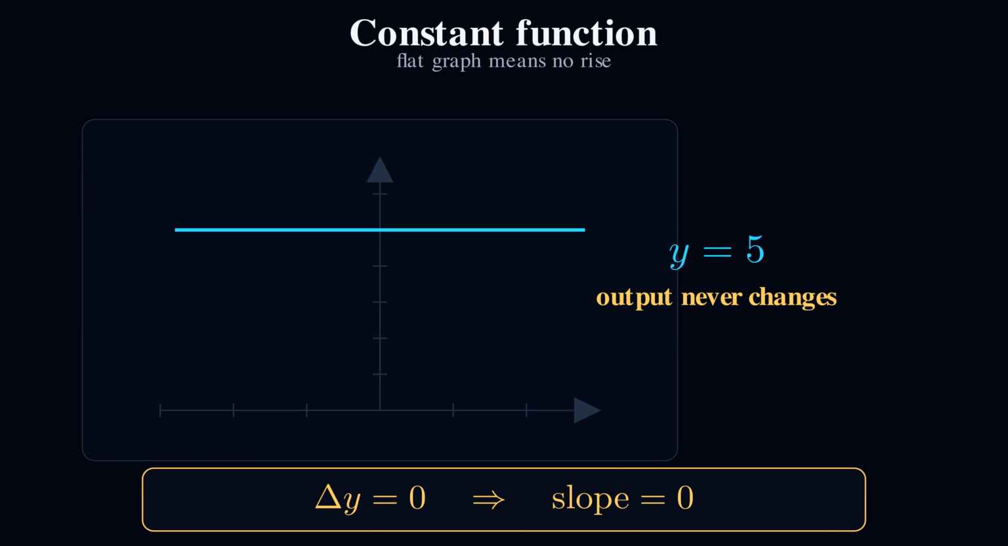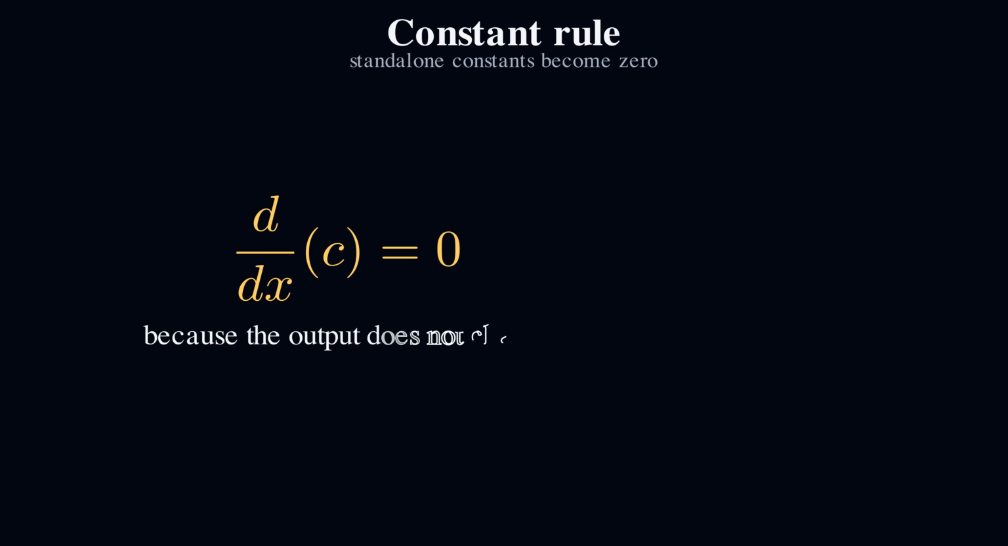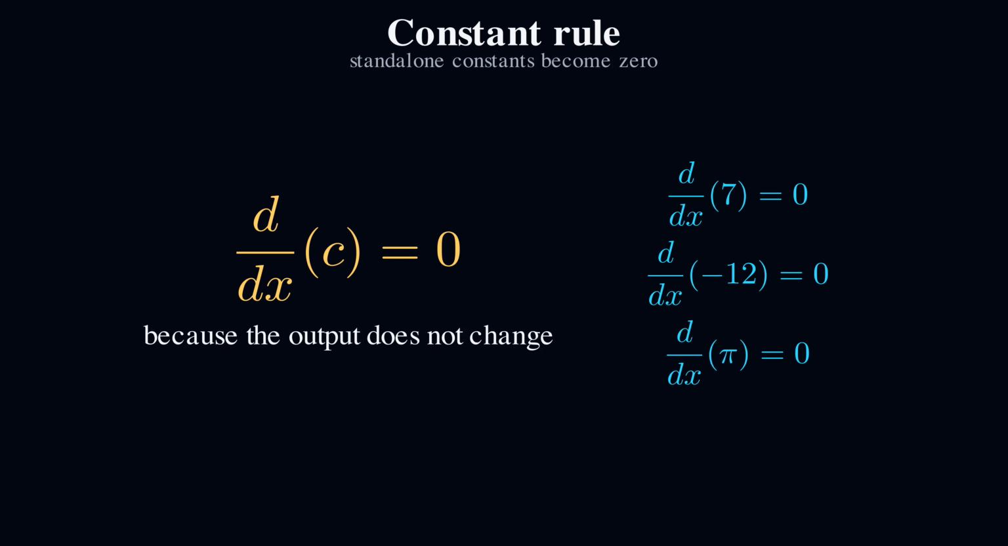Start with a constant function. If y equals 5, the graph is a horizontal line. As x changes, y does not rise or fall. Because the output does not change, the slope is 0 everywhere. So the derivative of any standalone constant is 0.